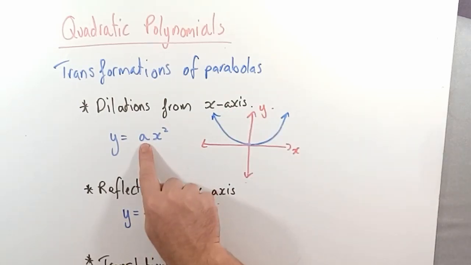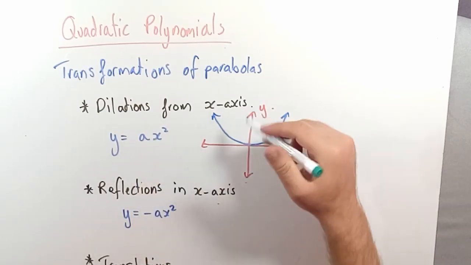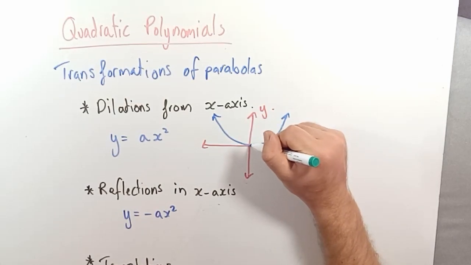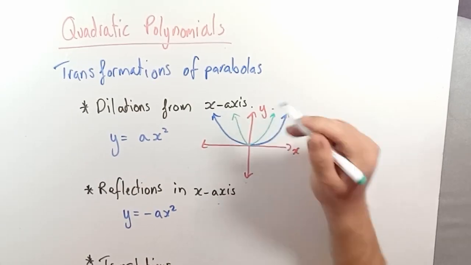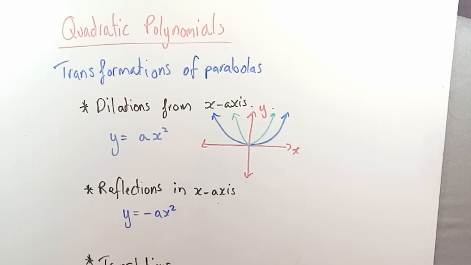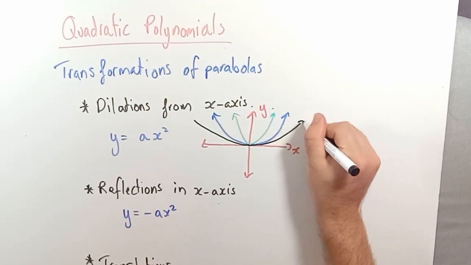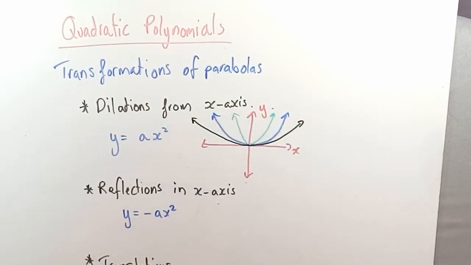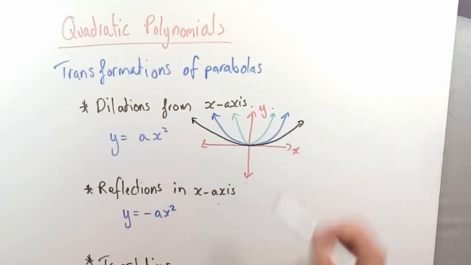And if we have ax squared, if a is greater than 1, we're going to get a skinnier graph because it's going to get stretched up, stretched up this way, away from the x-axis. Or if we have a between 0 and 1, we might have a flatter parabola. Okay, that's much flatter along like that. So that could be y equals half x squared, for example.